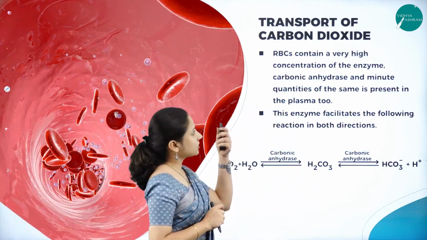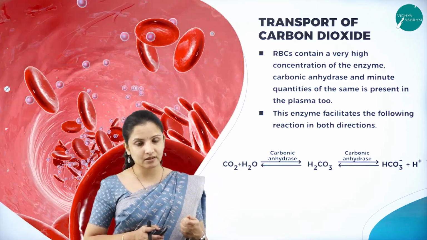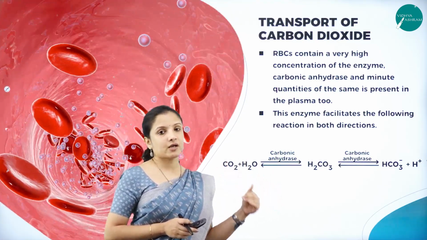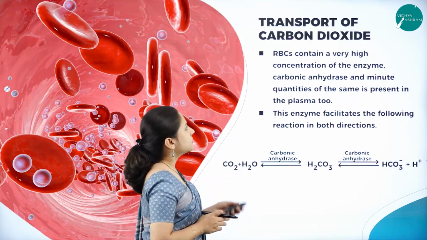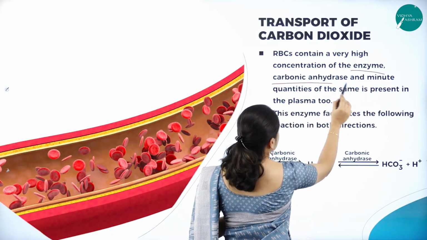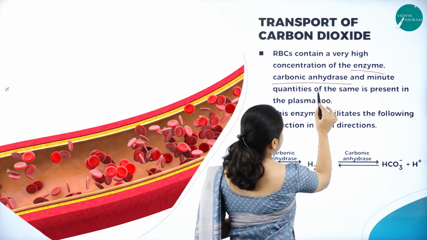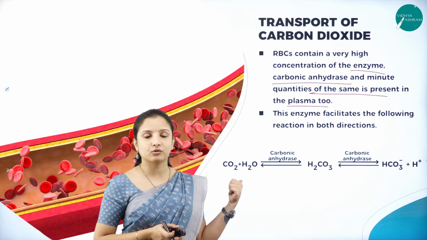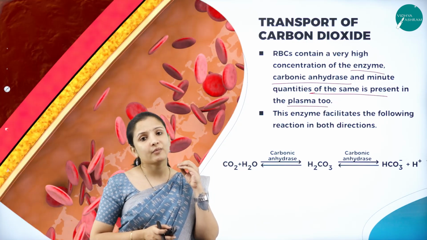So next, talking about the RBC. Here I told you the hemoglobin that is present in the RBC actually helps in carrying the carbon dioxide as well, wherein the carbon dioxide combines with hemoglobin to form carbaminohemoglobin. RBC contains a high concentration of the enzyme carbonic anhydrase, and it also contains very minute quantities of the same enzyme in the plasma. So plasma also contributes, we had learnt about it, right? Plasma also contributes in carrying the carbon dioxide, but the amount is negligible.